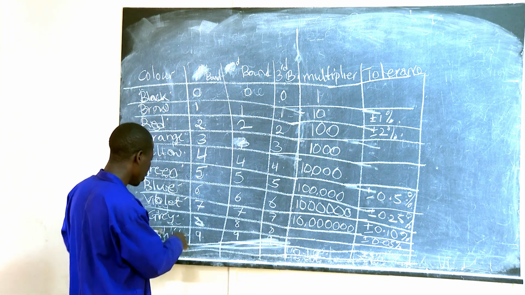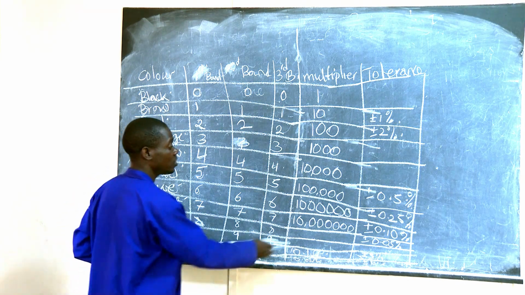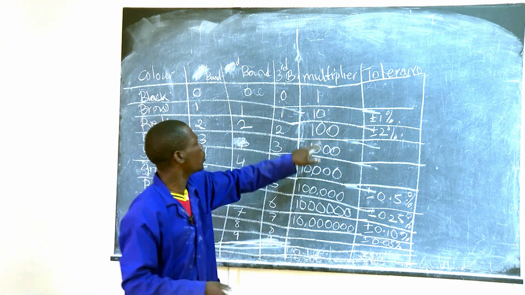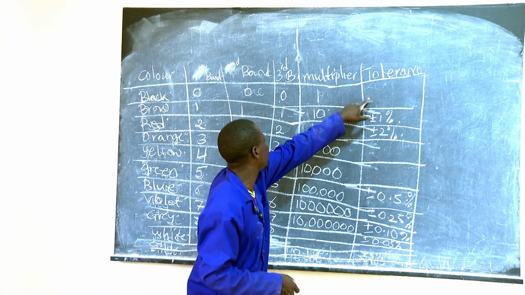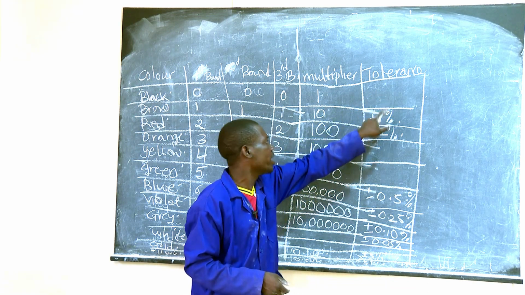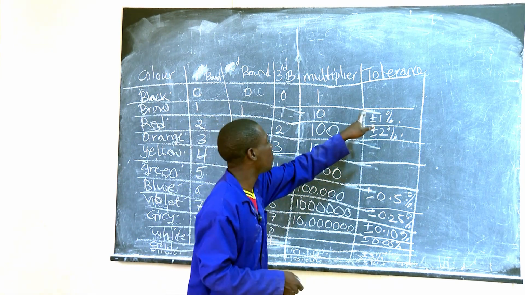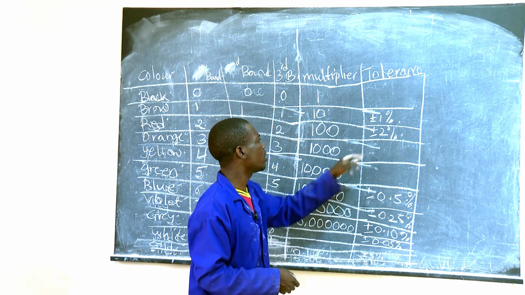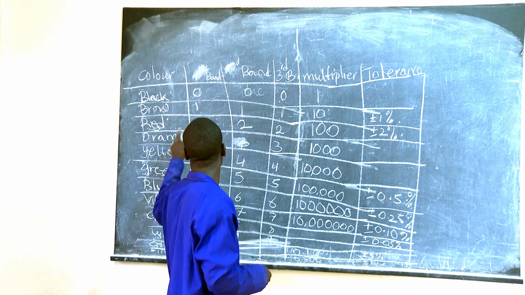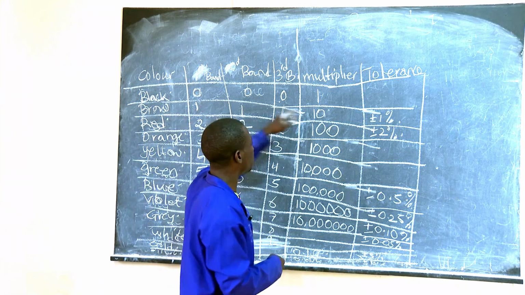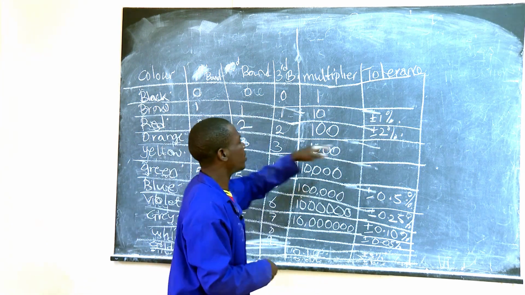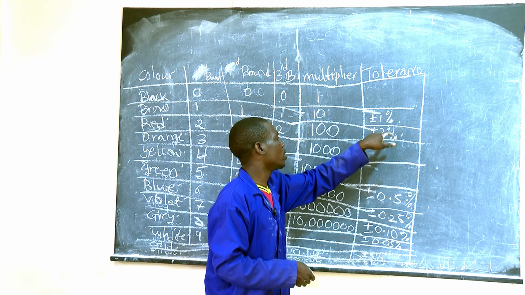But now in the multiplier, you need to understand that gray and white are not there. It's just empty. That's why I have left an empty place here. Then we also have this. You have to understand that in tolerance, we don't have black. So that's why I've left an empty box here. Then we have red, that is plus or minus 1%. Then we also have this one, which is brown, having plus or minus 1%. Then we have red, which is having plus or minus 2%.